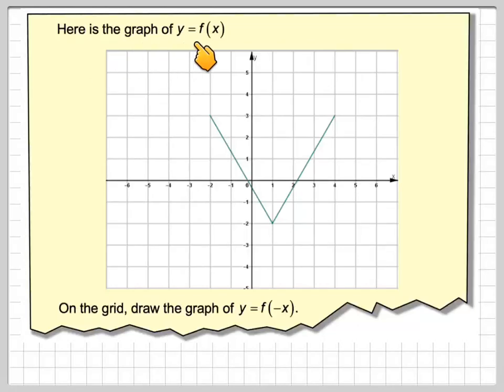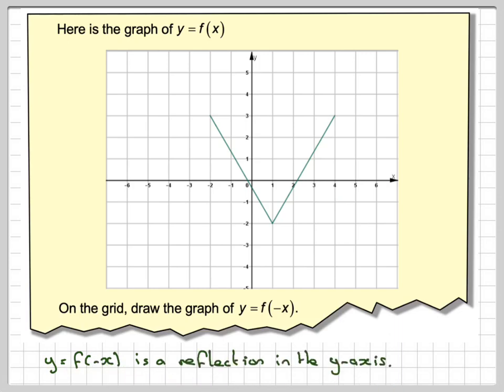Here is a graph of y is equal to f of x. On the grid, draw the graph of y is equal to f of minus x. So what we need to know is what that actually means. So y is equal to f of minus x is the reflection in the y-axis.